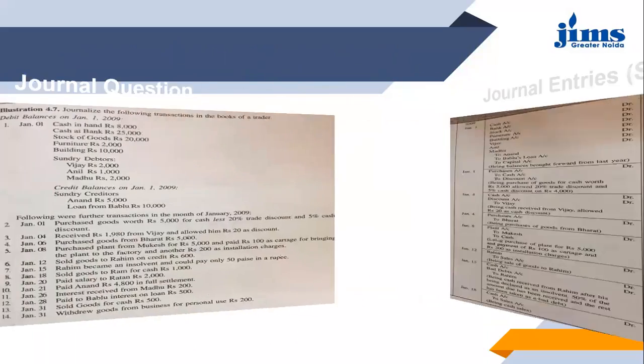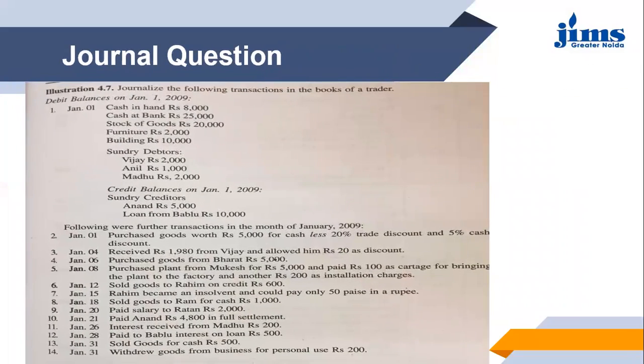Coming to the next entry, you can see here, sold goods to Ram for cash. It's a simple entry. As I told you previously also, sold goods will always be considered as sales. So sales is a credit item, because as per the real account rule, debit what comes in, credit what goes out. And in sales, the goods are always going out of the business. So sales is a credit item.